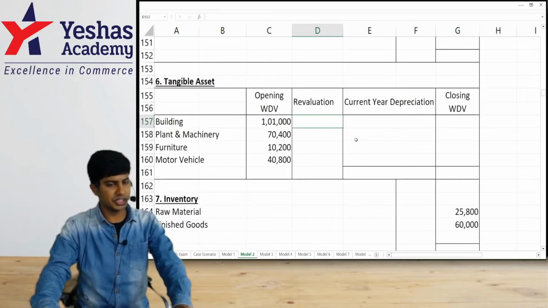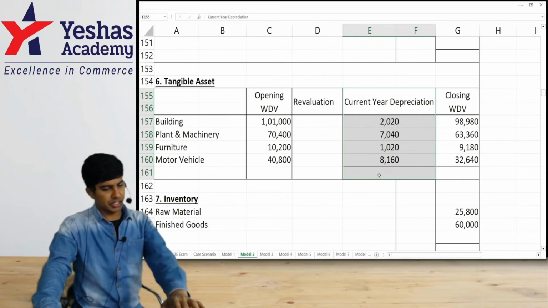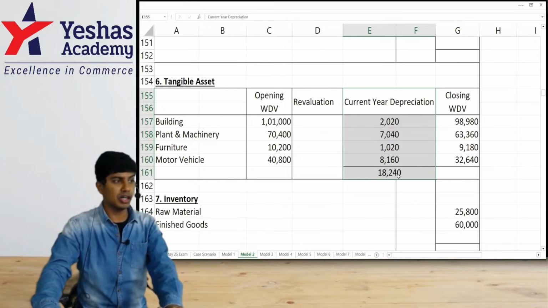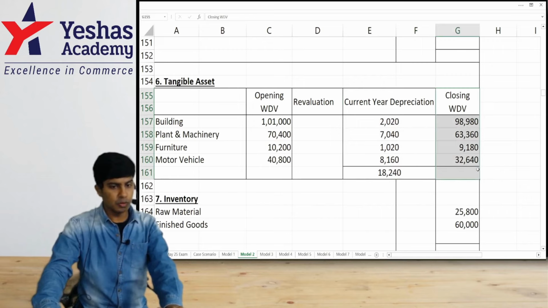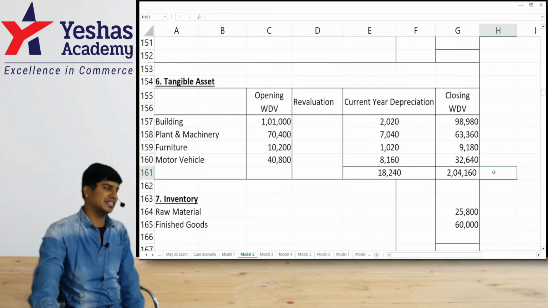Then furniture 10%, 1,020. If you deduct, you will get 9,800. And on motor vehicle, you need to provide 20%. 20% of 40,800, 8,160. The total of current year depreciation, 18,240, will go to depreciation and amortization expenses. Total of WDVs, 2,04,160, will go to PPE, tangible assets, asset side of balance sheet. We'll post them later. We'll finish all other adjustments.